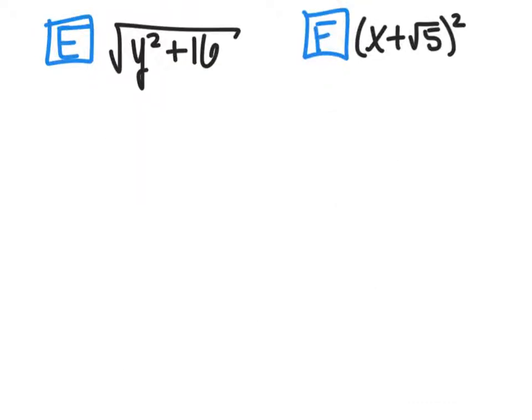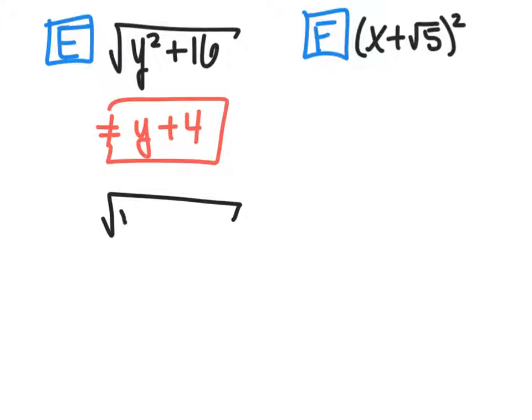Next, the square root of y squared plus 16. As much as you want to write that this is y plus 4, this is not allowed, cannot happen, so you've got to really resist that urge. This expression cannot be simplified, and it is simply the square root of y squared plus 16. Alright, so be aware of that. We cannot distribute the square root over addition.